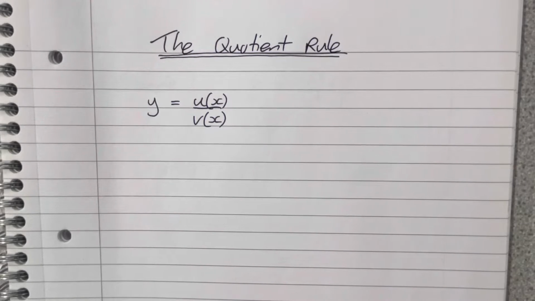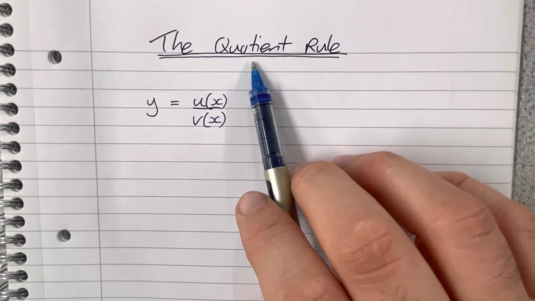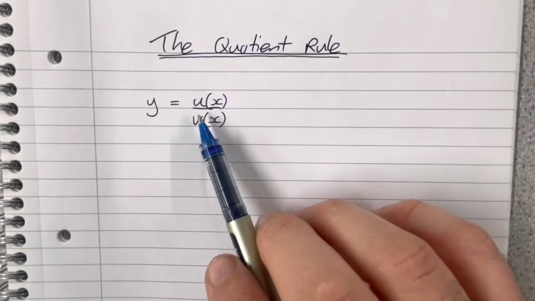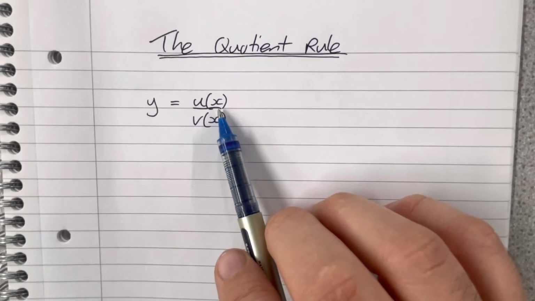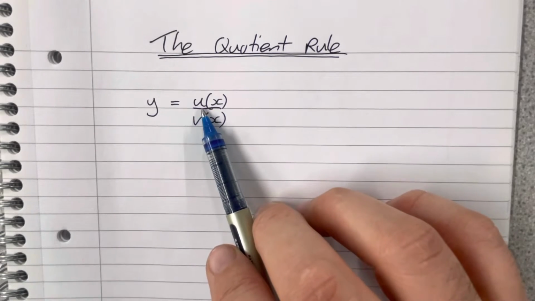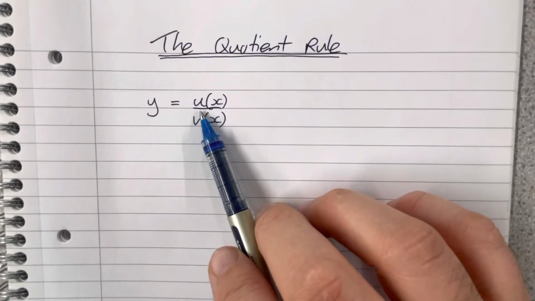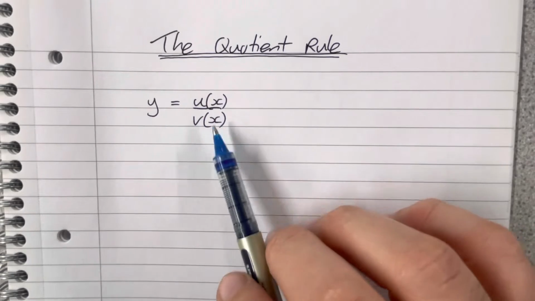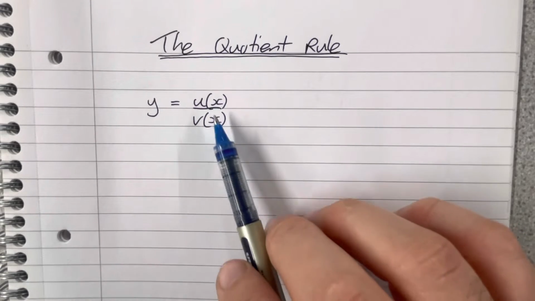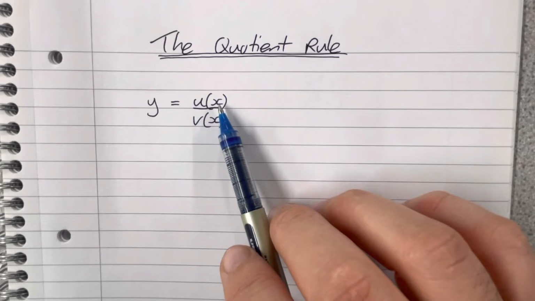Third and final differentiation technique for year 13 differentiation is the quotient rule. So the quotient rule is a differential method that applies when you have the quotient of two functions, quotient being the division. So the product rule was when you had u times v, and the quotient is when you have u divided by v.